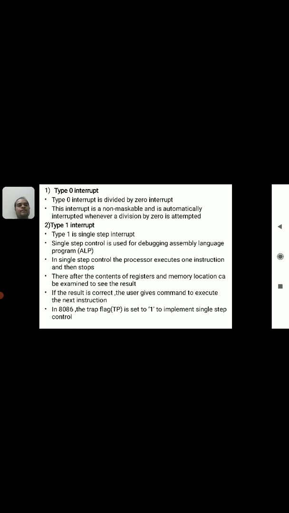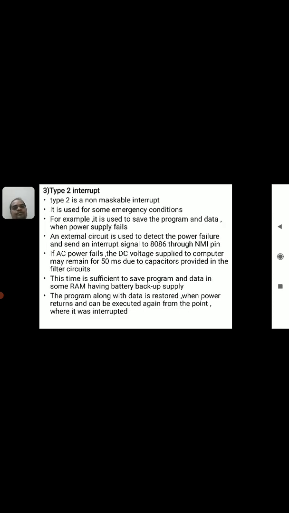So in the 8086, the trap flag is set to 1 to implement the single step controlling mode. Whenever the trap flag is equal to 1, we have to know that the 8086 is using the single step execution mode.